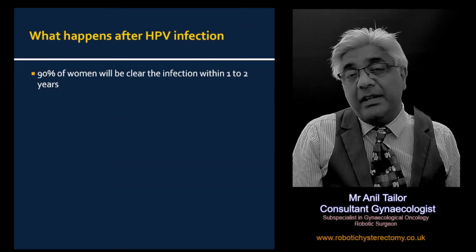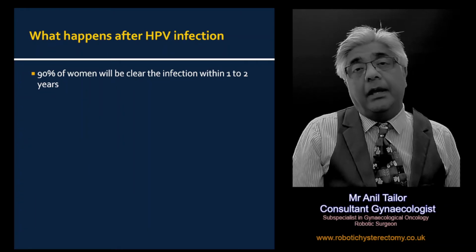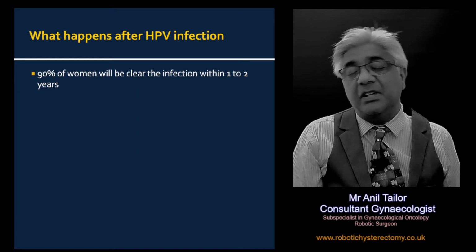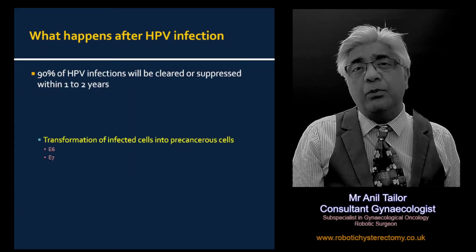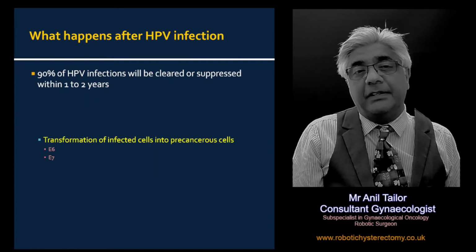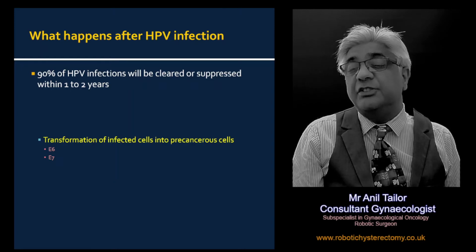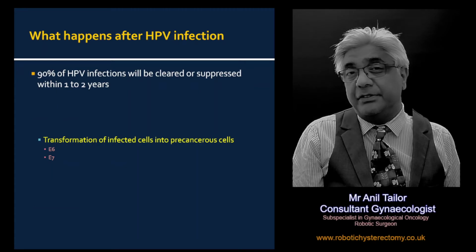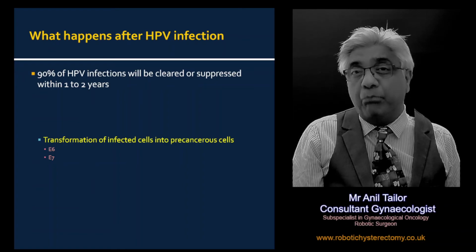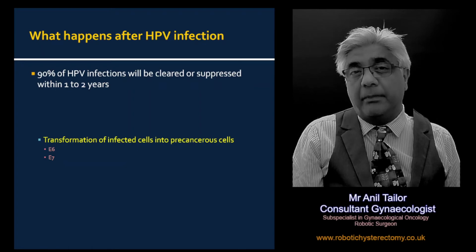And so when you are infected with that HPV virus, most women, say 90% of women, will clear the infection within the next 1 or 2 years. And the ones that don't, it's again that E6, E7 protein, the ones that help to transform the cells into precancerous cells. So they come into play, and that's why they're important. And once again, we'll say a little bit more when we talk about vaccines.